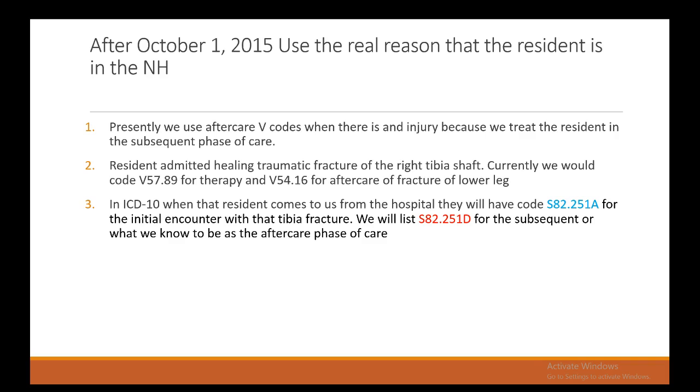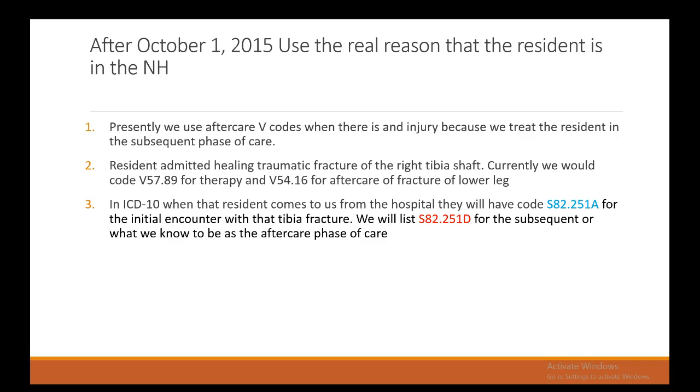Now, presently, you know we use those aftercare V codes when there is an injury because the resident is being treated in the subsequent phase of care when they're admitted to us. The resident may be admitted for a healing fracture of the right tibial shaft. Currently, in our ICD-9 coding process, we would code V57.89 because of course they're going to get therapy, and we would code V54.16 for the aftercare of that fracture of the lower leg.